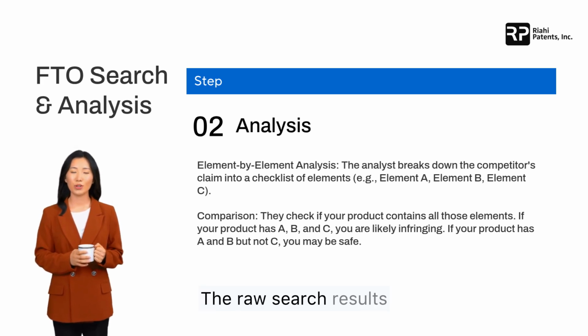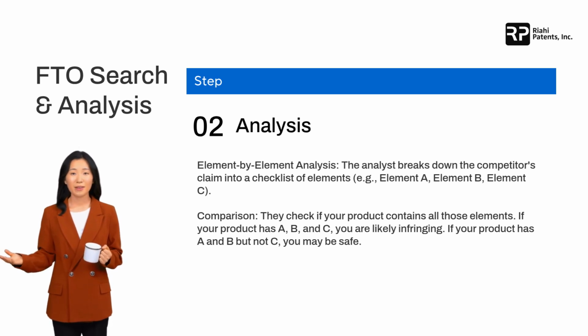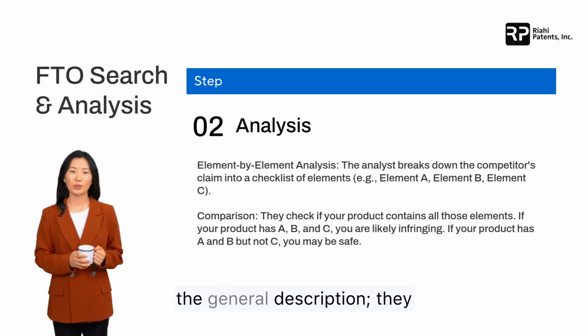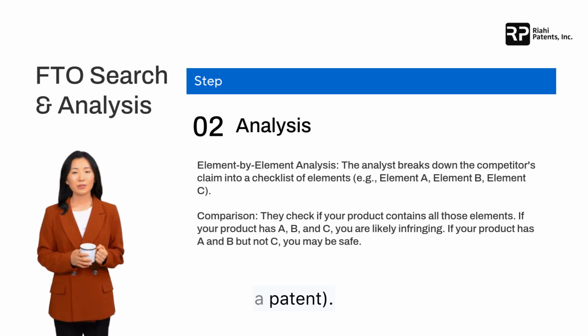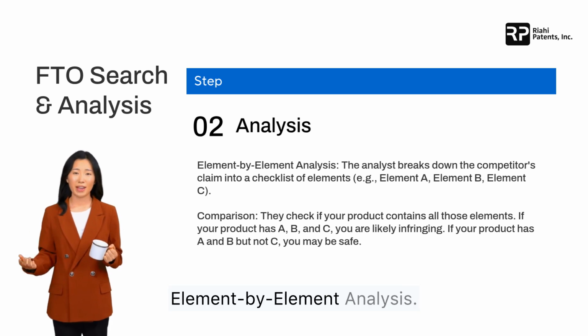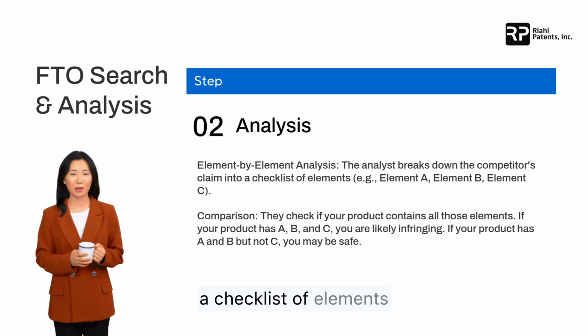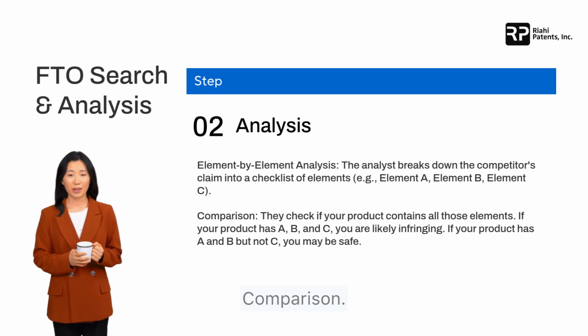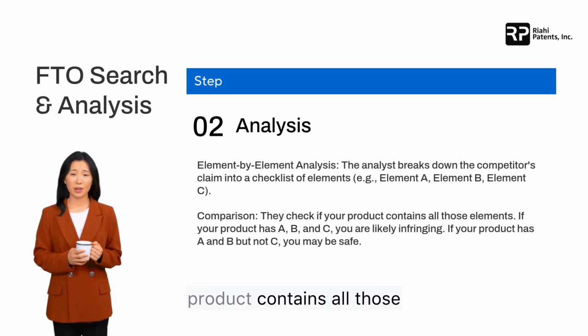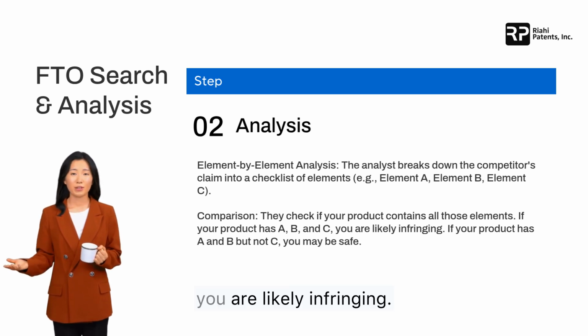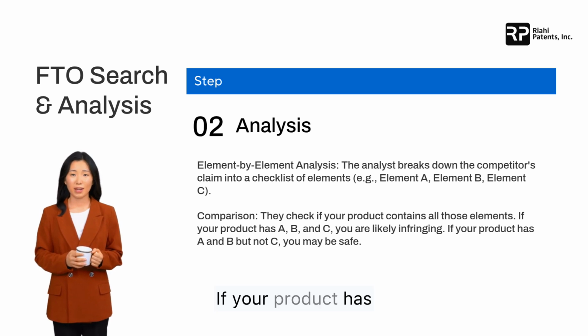The second step involves the analysis. The raw search results are handed to a patent attorney. They do not look at the pictures or the general description. They look at the claims, the numbered legal sentences at the end of a patent. Element by element analysis: the analyst breaks down the competitor's claim into a checklist of elements, for example element A, element B, element C. Comparison: they check if your product contains all those elements. If your product has A, B, and C, you are likely infringing. If your product has A and B but not C, you may be safe.